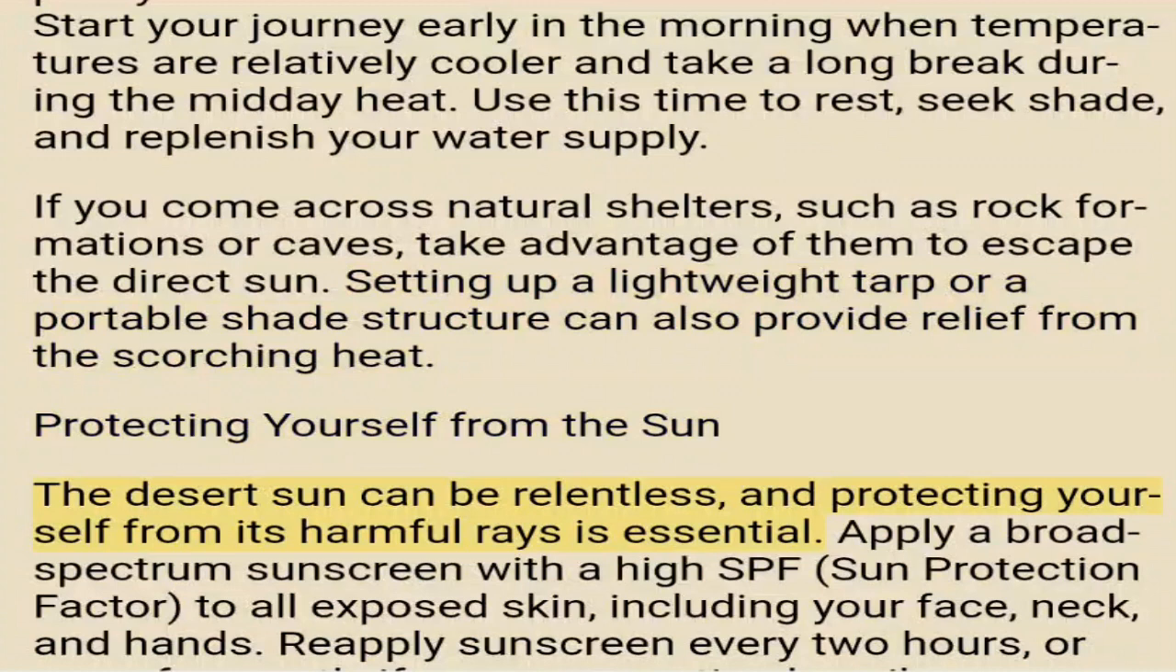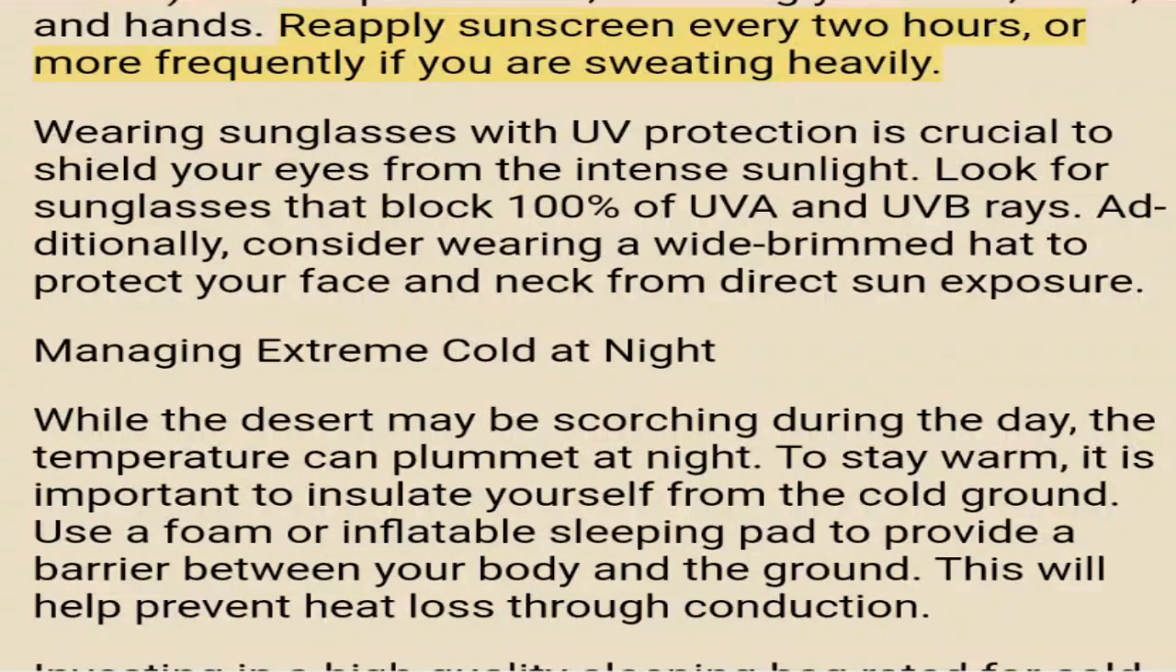The desert sun can be relentless, and protecting yourself from its harmful rays is essential. Apply a broad-spectrum sunscreen with a high SPF, sun protection factor, to all exposed skin, including your face, neck, and hands. Reapply sunscreen every 2 hours, or more frequently if you are sweating heavily. Wearing sunglasses with UV protection is crucial to shield your eyes from the intense sunlight. Look for sunglasses that block 100% of UVA and UVB rays. Additionally, consider wearing a wide-brimmed hat to protect your face and neck from direct sun exposure.